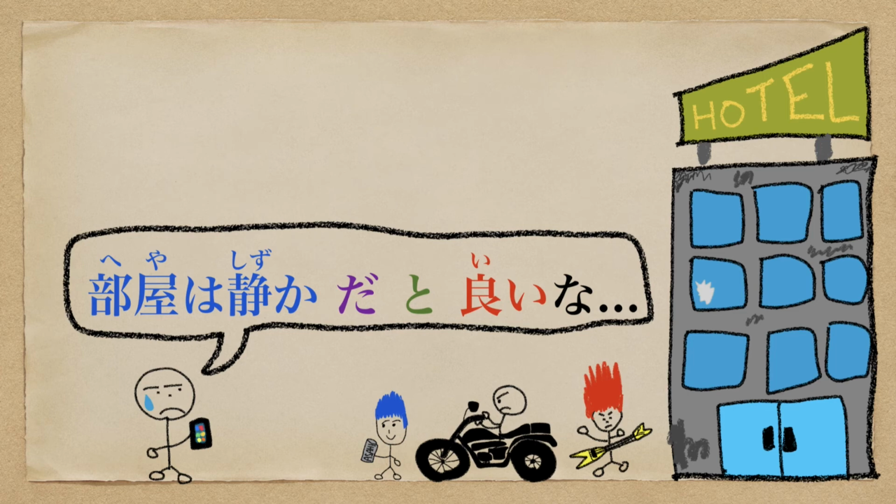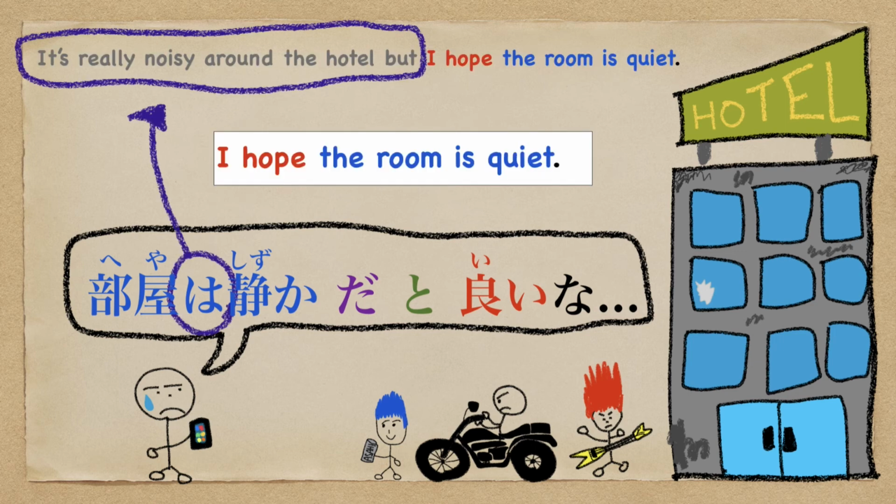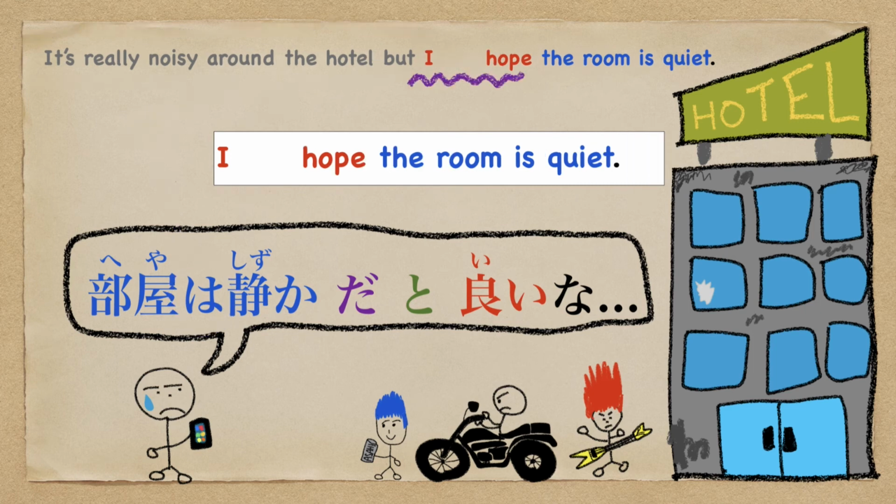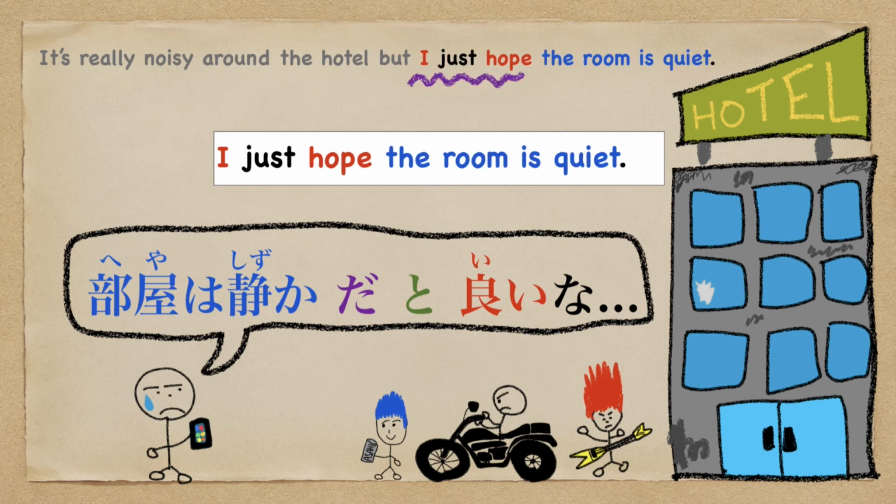多分このホテルだな。部屋は静かだといいな。So why did he say 部屋は not 部屋が? If you say 部屋は, then it's really noisy around the hotel. But 部屋は静かだといいな means I just hope the room is quiet.